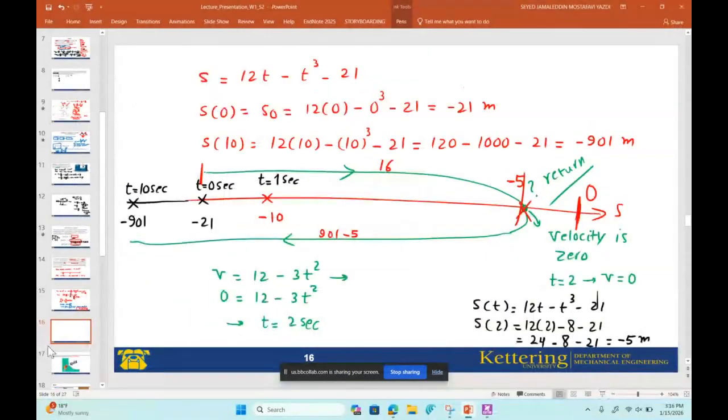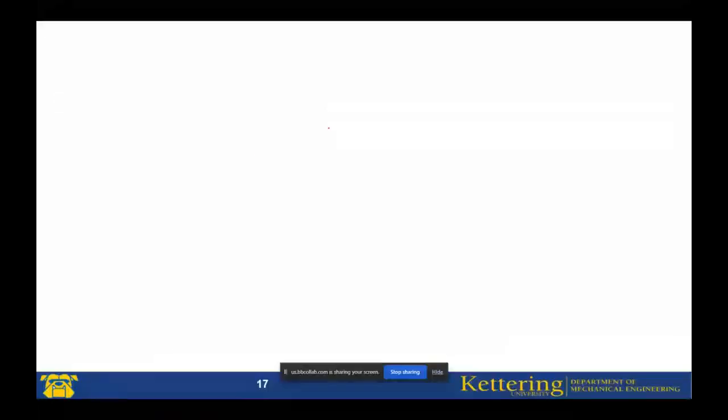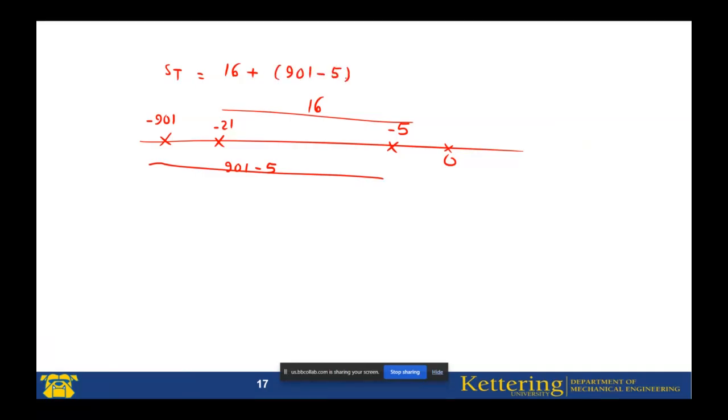Now, total distance will be, again, here is the origin. This is minus 901. This is minus 5, starting from minus 21. Here to here is 16. Here to here is 901 minus 5. S total will be 16 plus 901 minus 5. If we calculate this one, it will be 912 meters.